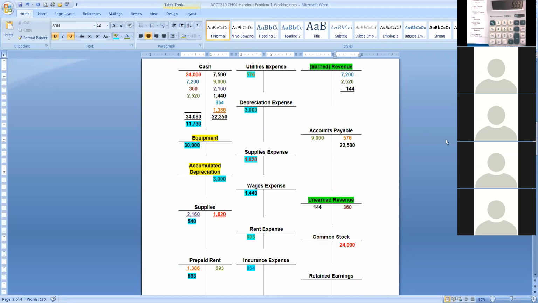Okay, revenues. You'll notice they just kept going up. So the revenues are 7,200 plus. And again, revenues and expenses will always be going up unless something crazy happens. 9864.